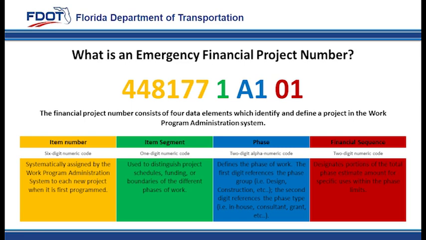The financial sequence is comprised of the final 2 numeric digits, which designate portions of the total phase estimate. Financial sequences allow for separation of specific uses within the phase limits. All 11 digits make up the financial project number and are required for programming, timesheet charges, and other expenditures.